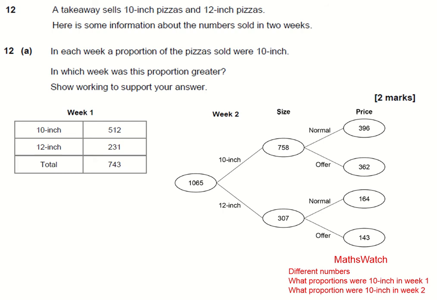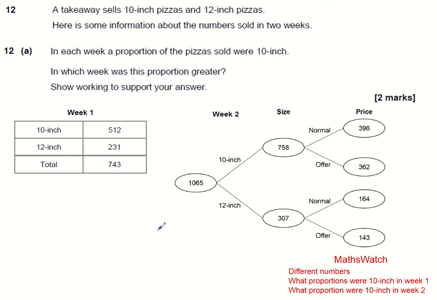Question 12. A takeaway sells 10-inch pizzas and 12-inch pizzas. Here is some information about the numbers sold in 2 weeks. So we've got a table showing values for week 1 and we've got a frequency tree showing the values for week 2. In each week, a proportion of the pizzas sold were 10-inch. In which week was this proportion greater? Show working to support your answer.